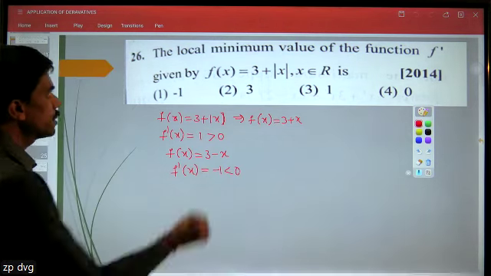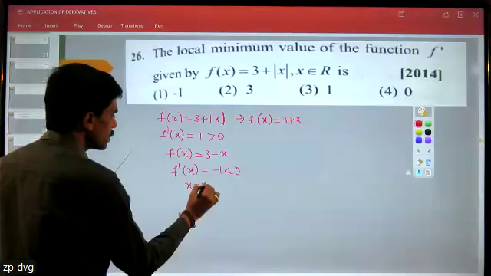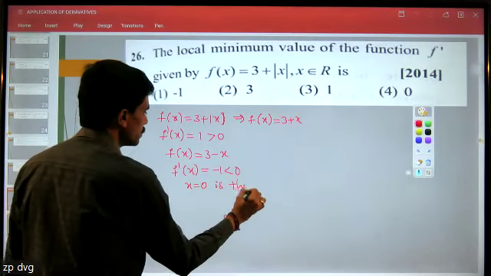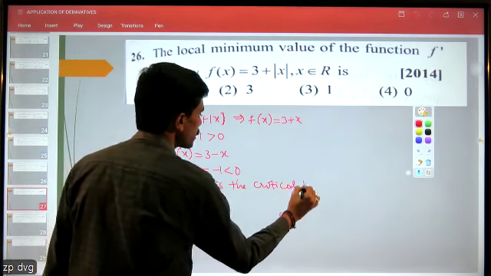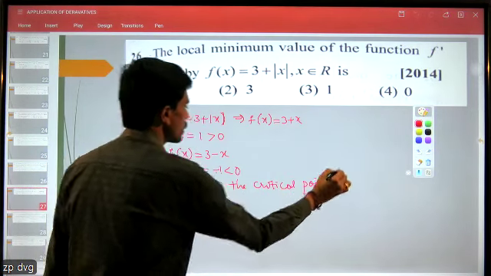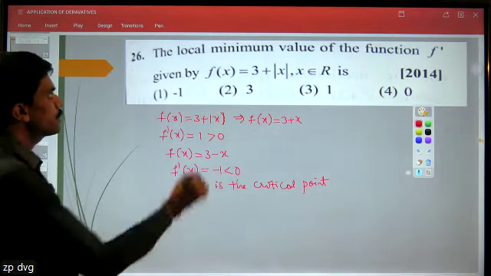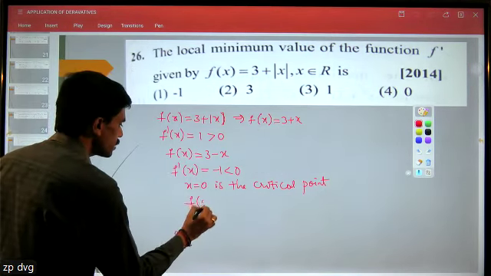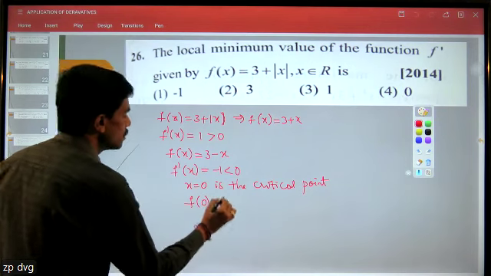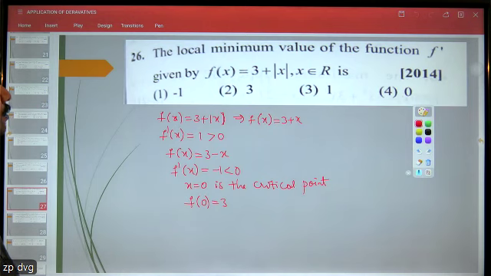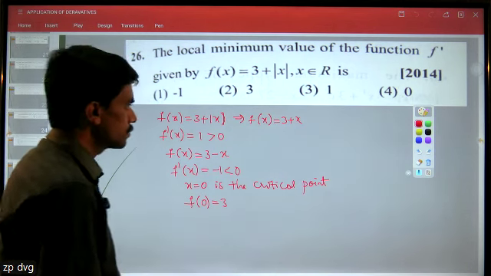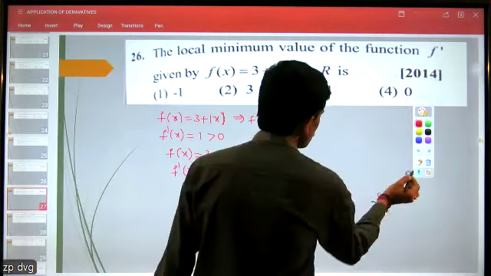So here x is equal to 0 is the critical point. That's why we have to substitute 0 in f of x. So f of 0 is equal to 3 we get. So the answer is 3, second option. Okay, that is the local minimum value of the function f of x equal to 3 plus mod x. So next, question number 27.